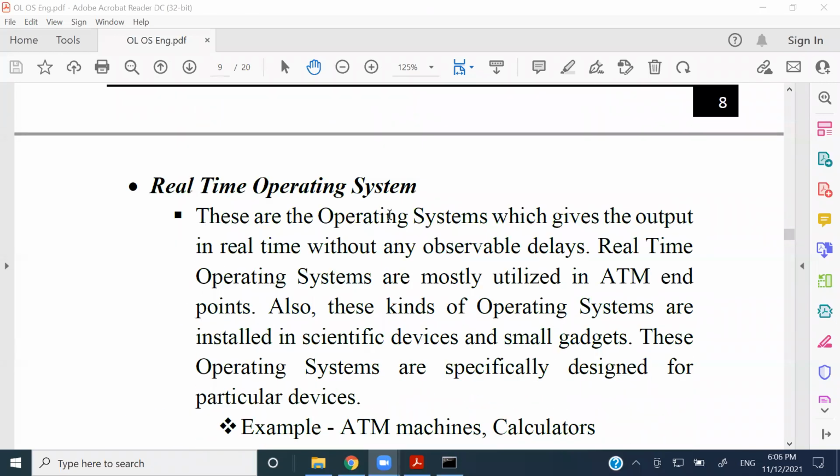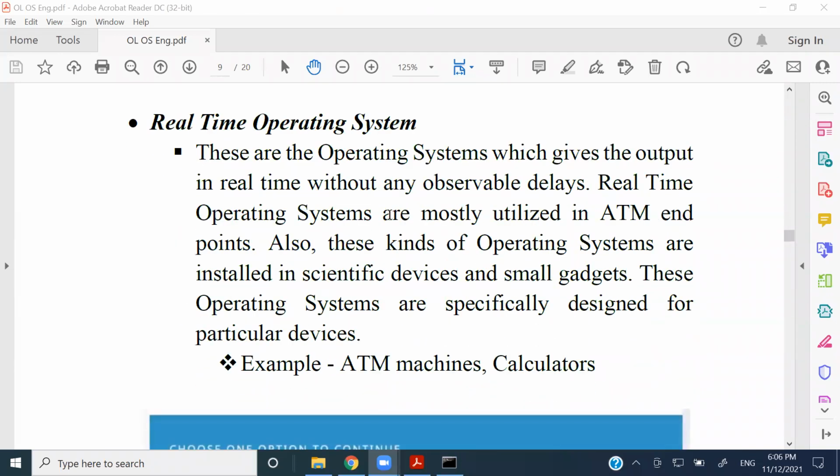Right. Then the real-time operating system. Now, when it comes to the real-time operating system, from the name, you can have the idea, right? It's real-time, it's happening instantly, right? That is why we call it a real-time operating system.